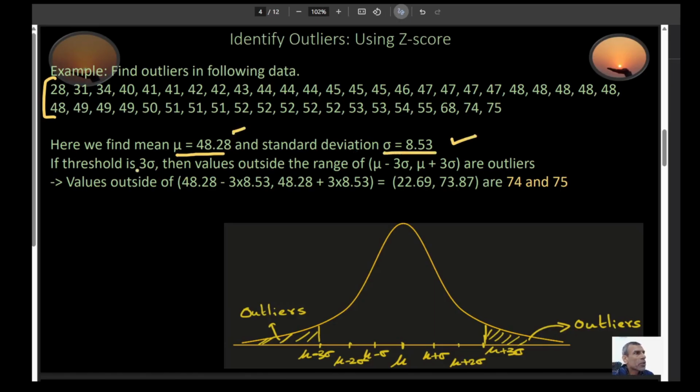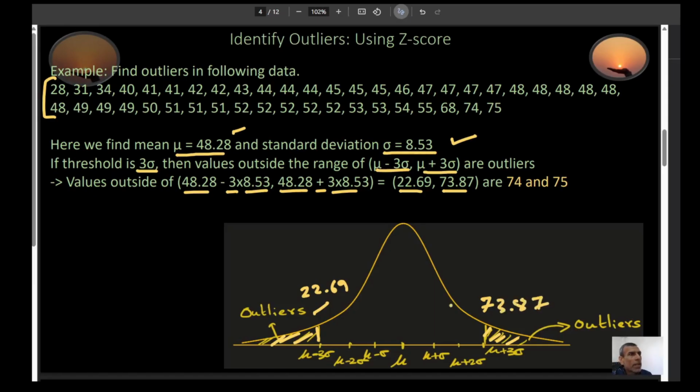So let's say my threshold is 3 sigma. In this case, any value that lies outside the range of mu minus 3 sigma, that would be this right here, and any value that lies outside mu plus 3 sigma, that would be this value. These are my outliers. Well, let's calculate that. Mu minus 3 sigma and mu plus 3 sigma come out to be 22.69 and 73.87. So any number lying on this side or this side, these are my outliers.